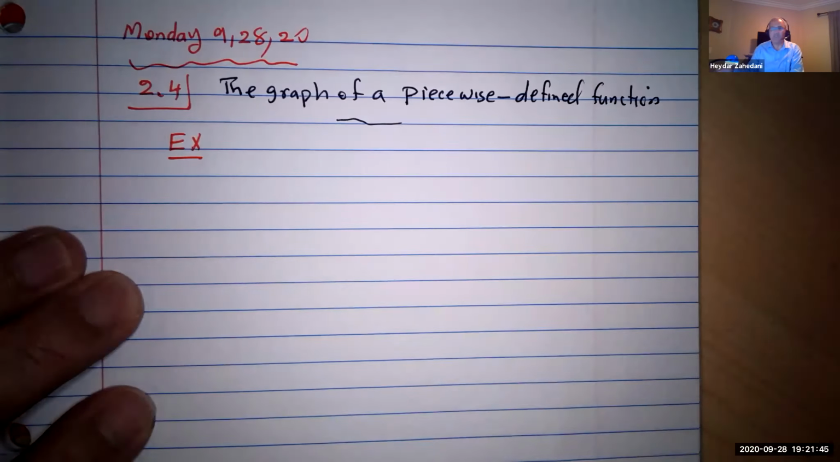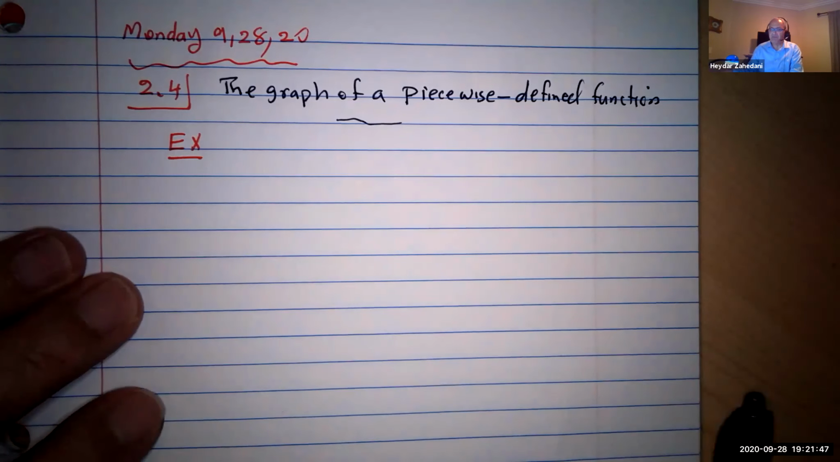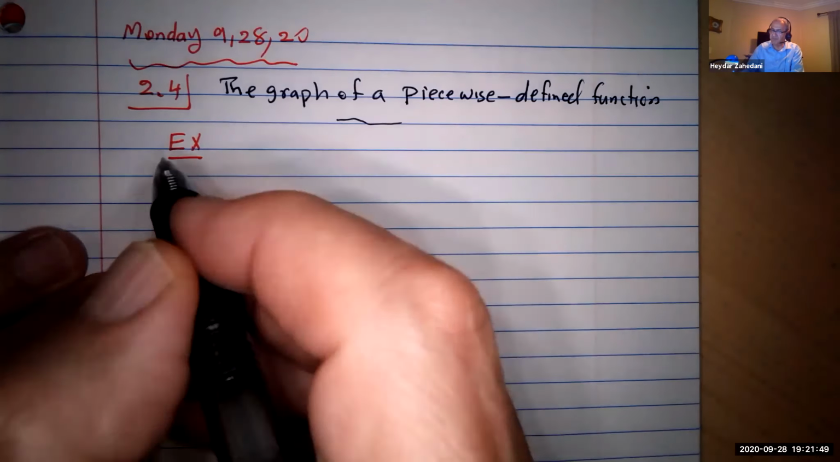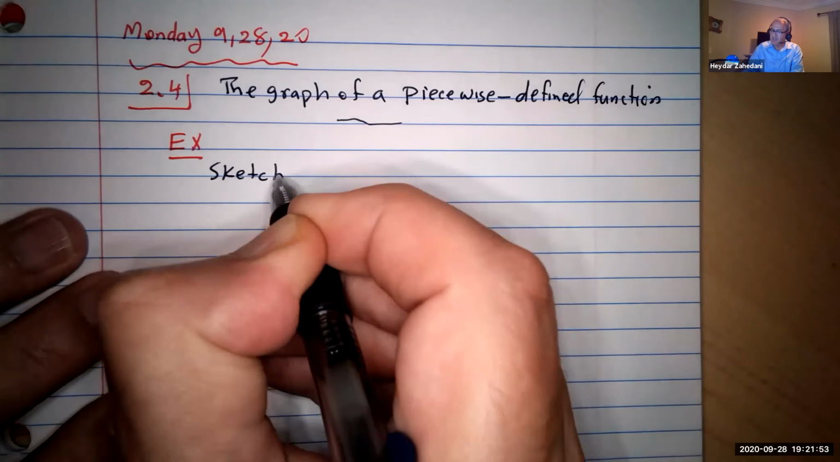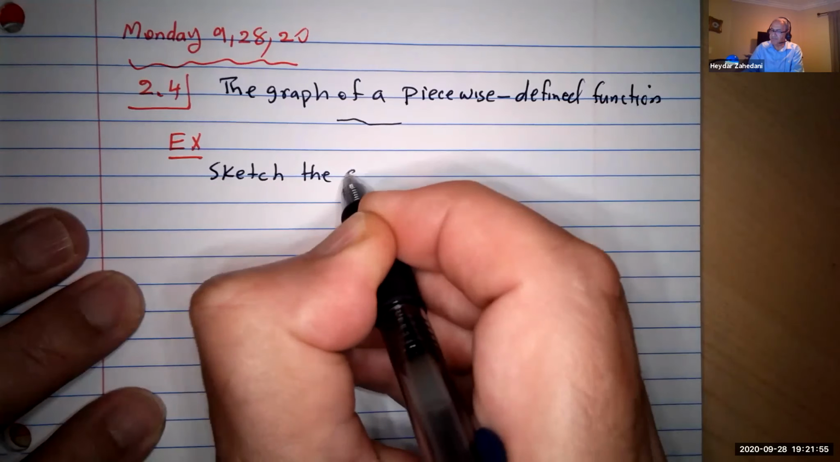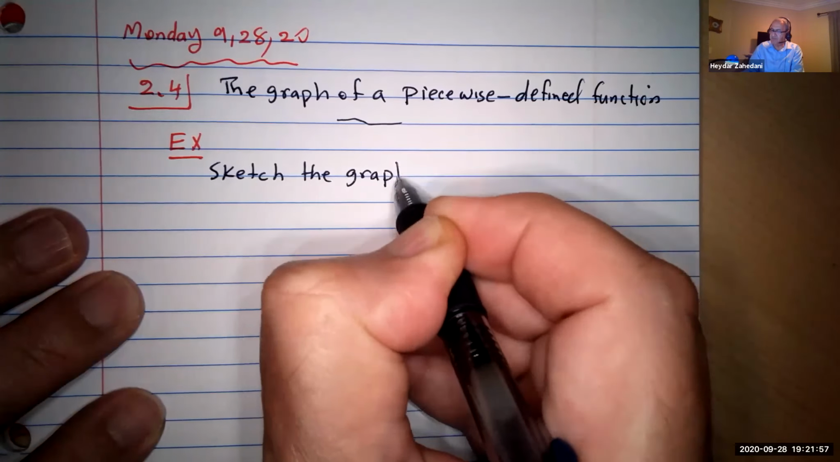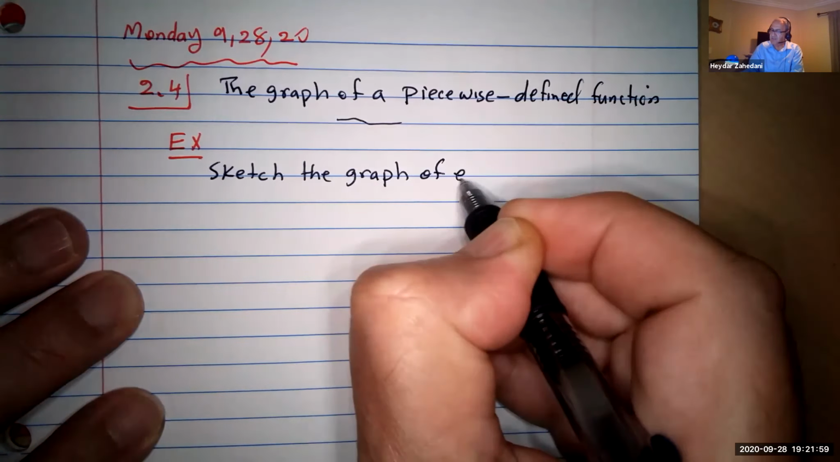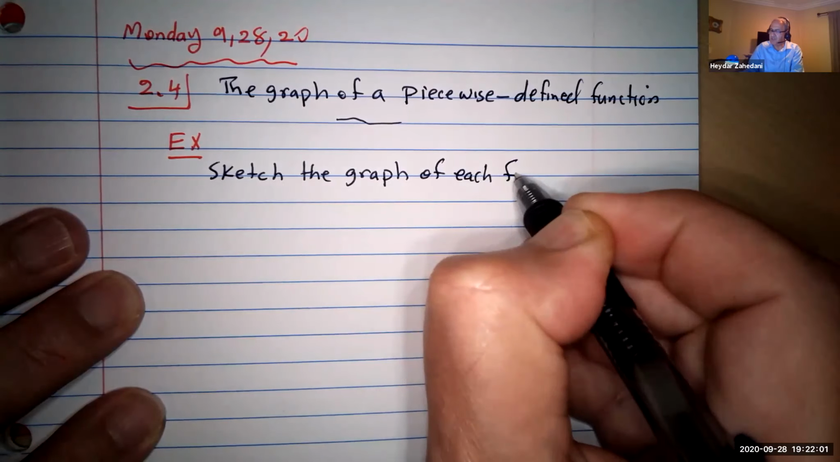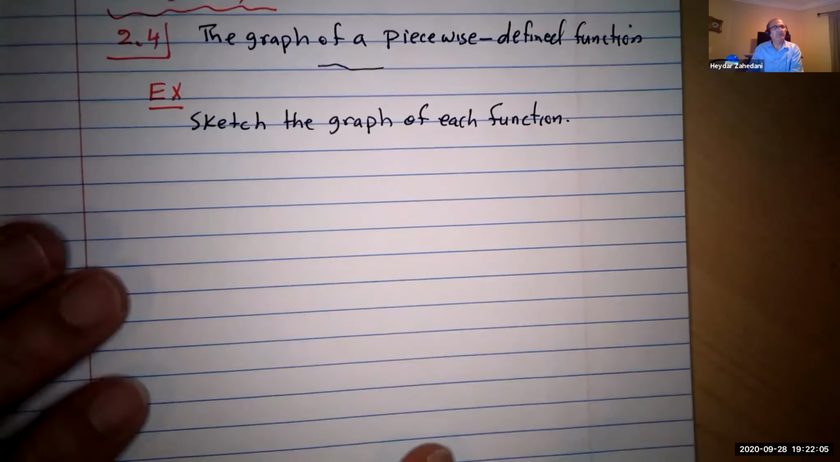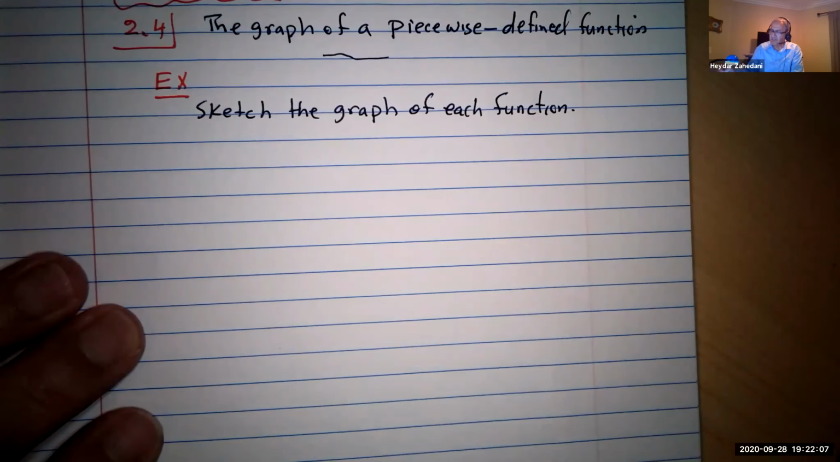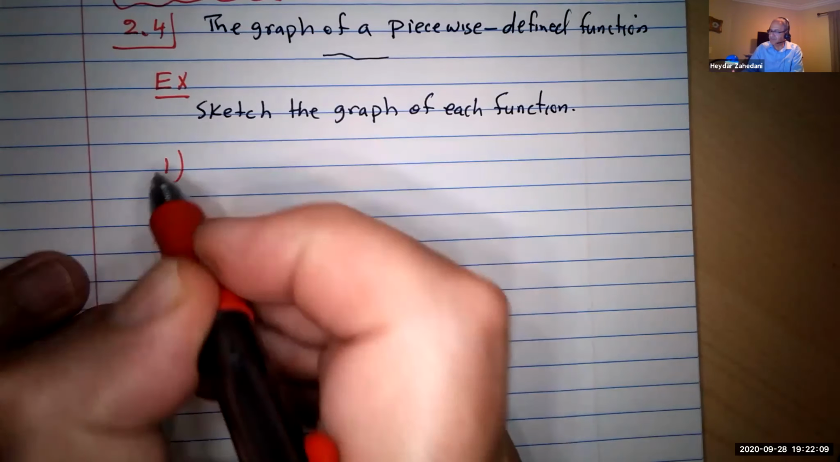You know that when you sketch a graph, it needs some points. But for this one, some special points would be fine. So we'd like you to sketch the graph of each function. For the purposes of those courses, there are two possibilities. So this is going to be the first one.